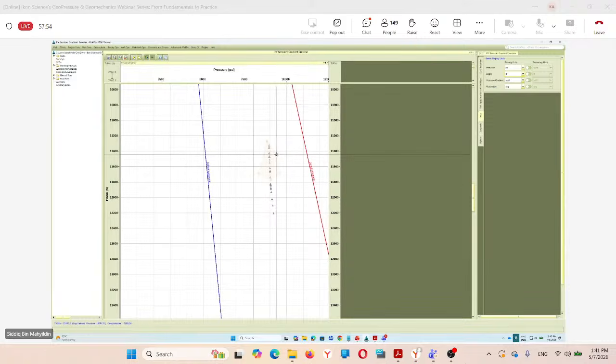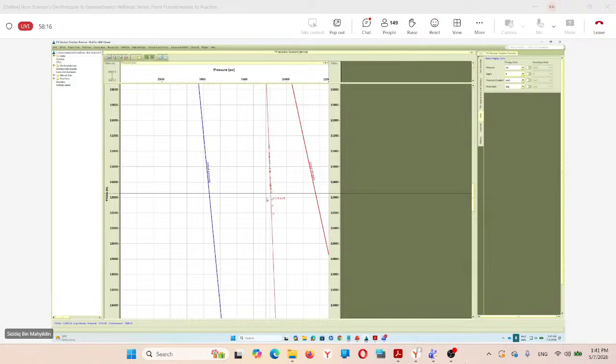And then I can right click on it. For this polygon, I'm going to add best fit. Okay. And over here, RokDoc is telling me that we have an oil gradient for this well, around 0.176 psi per foot. I'm going to delete this polygon.